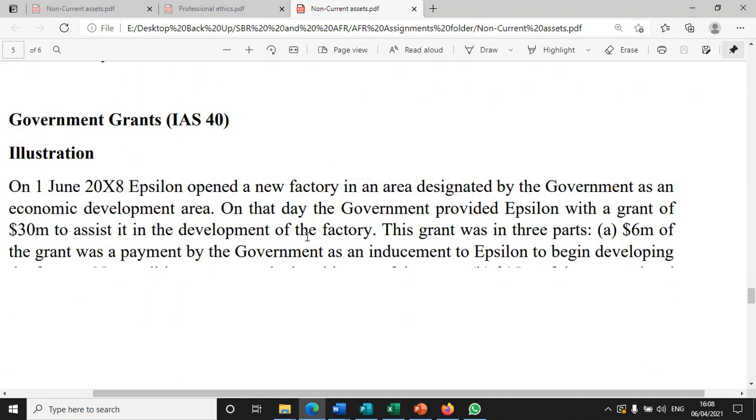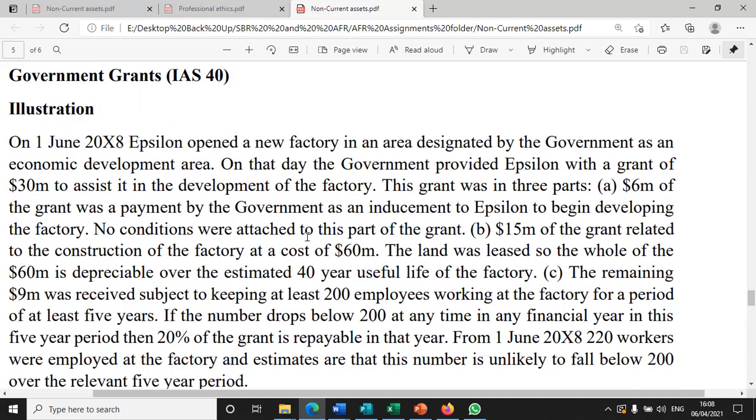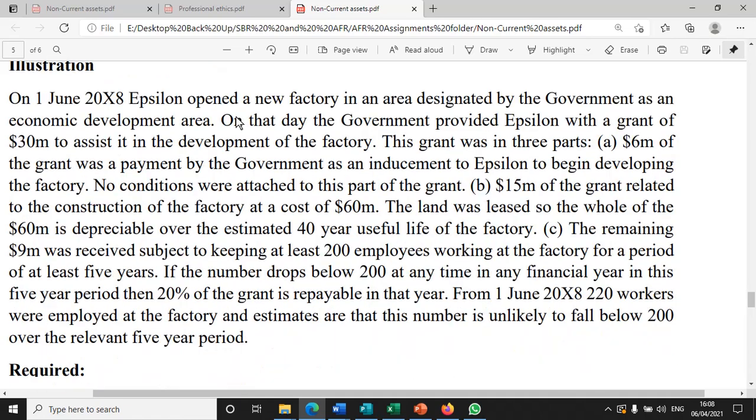I want us to go to a question that has got government grants. So we're supposed to have IAS 20 there, not IAS 14. We are told on 1st June 20X8, Epsilon opened a new factory in an area designated by the government as an economic development area. On that day, the government provided Epsilon with a grant of about 30 million to assist in the development of the factory. Now this grant was in 3 parts. First part, 6 million, is a payment by the government as an inducement to Epsilon to begin developing the factory.